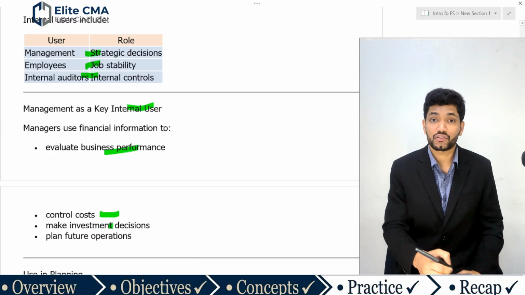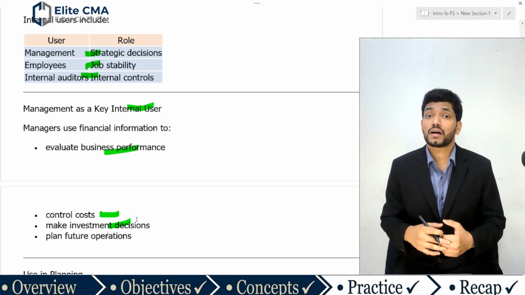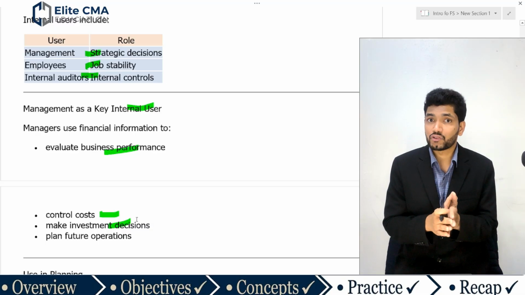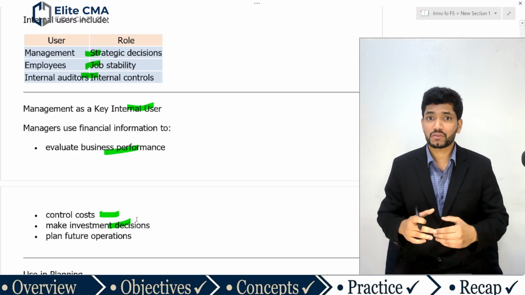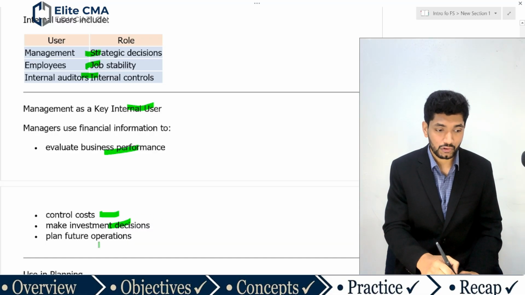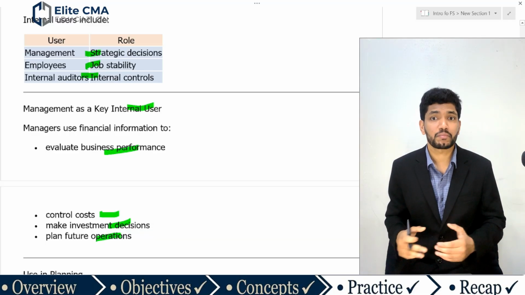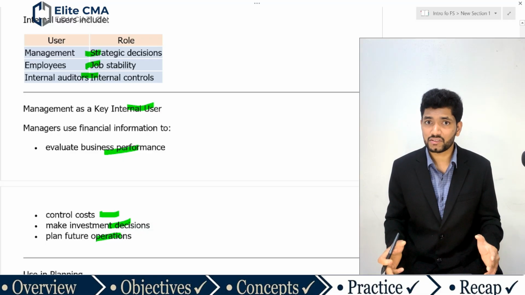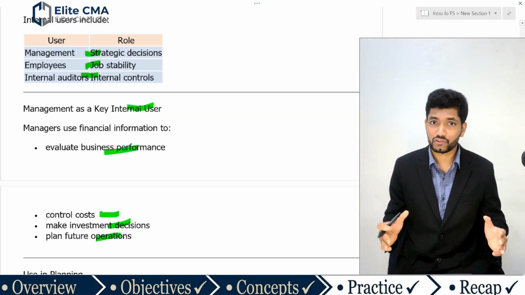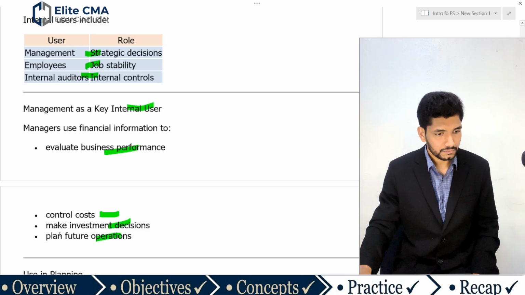Then, to make investment decisions. Financial statements reveal the return potential or expected return from an investment, which will definitely help the management make various investment decisions. Then, to plan future operations. Financial statements help companies prepare the budget and planning process, which helps plan future business operations and expansion plans.